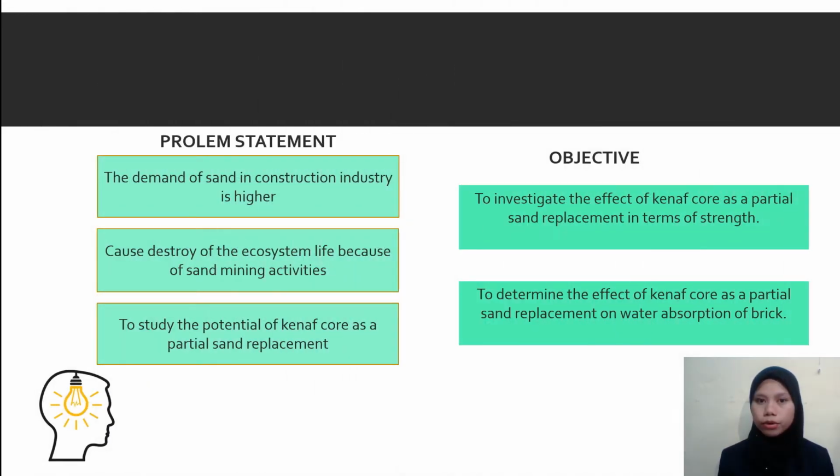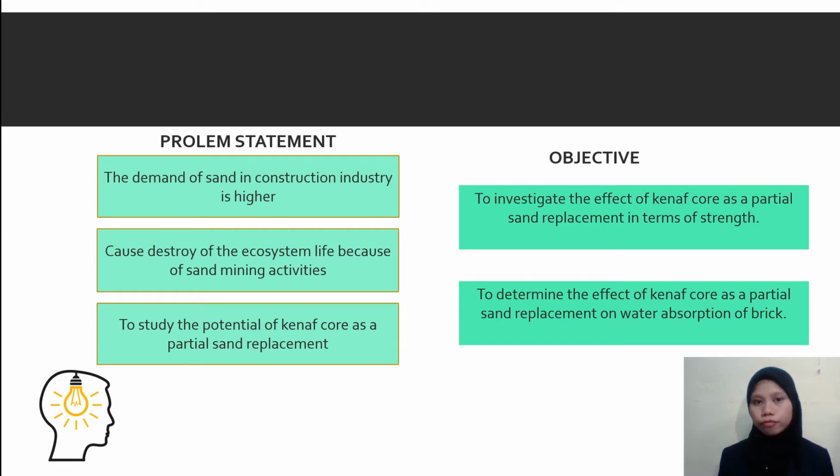The problem statement for my research is the demand for sand has increased in the construction industry and it also leads to sand mining activities. Because of that, it can also cause the destruction of ecosystem life because of that sand mining activities. And lastly, to study the potential of the Kenaf core as a partial sand replacement.